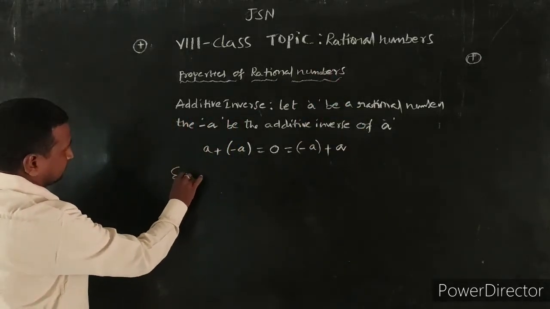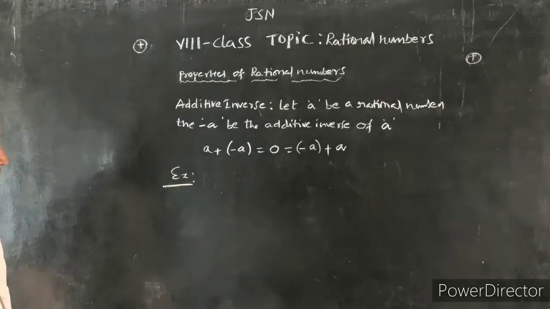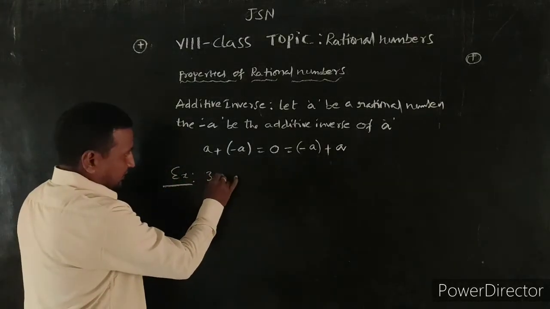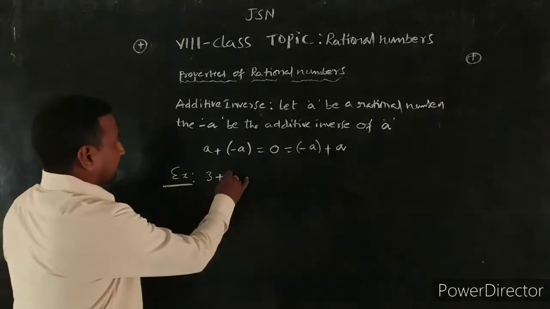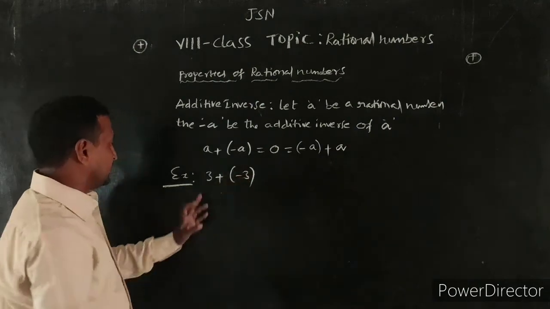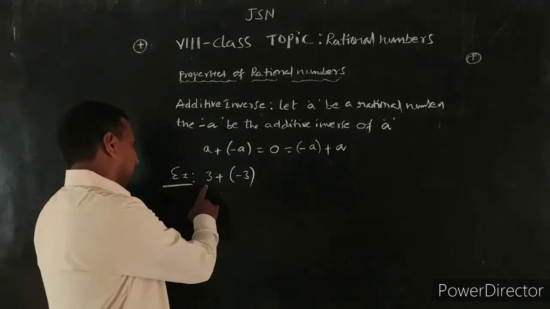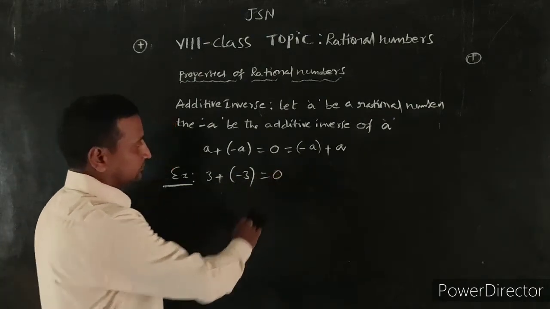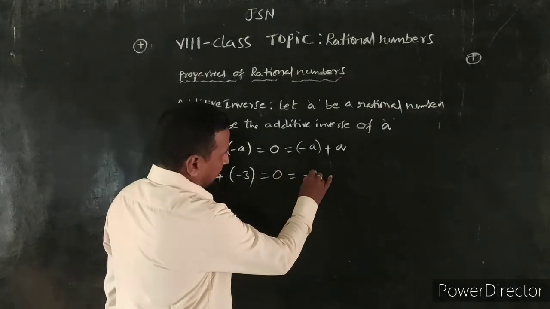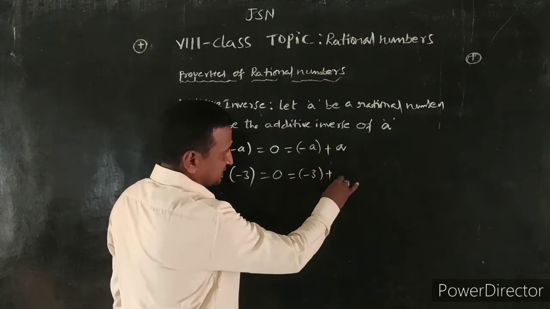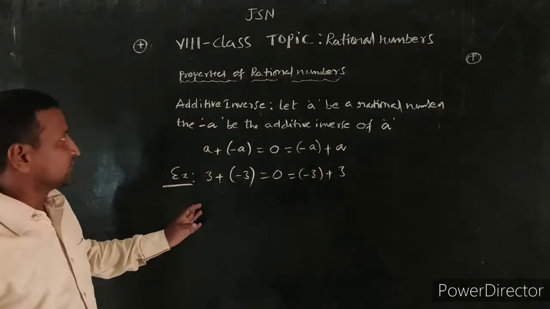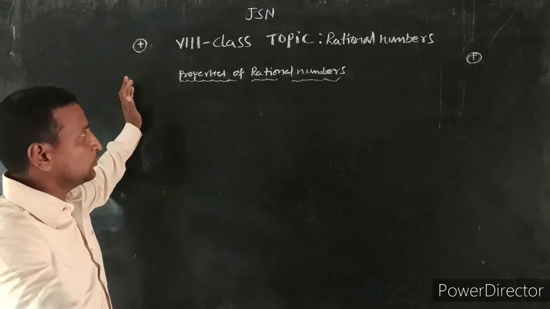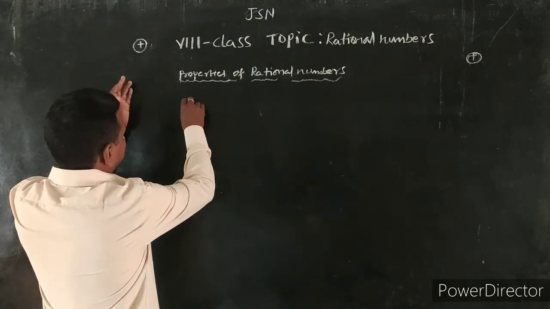Example: 3 plus minus 3 is the additive inverse of 3. So 3 plus minus 3 means 3 minus 3, which equals 0, which equals minus 3 plus 3. It is also equal to 0. Okay, now multiplicative inverse.